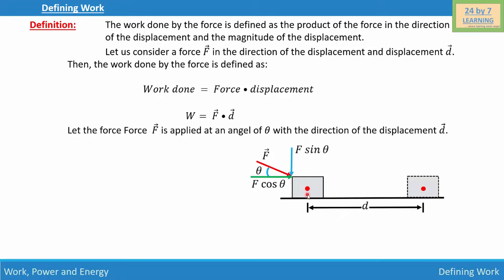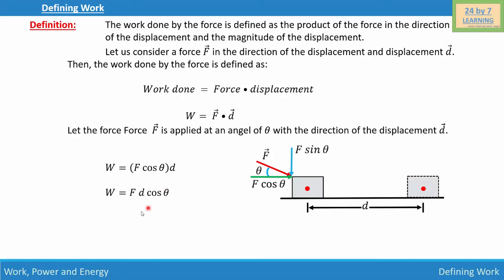So basically the change in position between the initial and the final position of the body is d. Then the work done is equal to F cosine theta times d, because we are considering the force in the direction of the displacement, and if we simplify further we will get W is equal to Fd cosine theta. Now the magnitude of the work depends on cosine theta, so let's consider all the different cases.